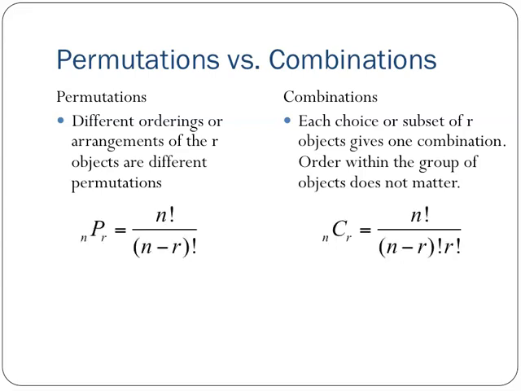And then we have the formulas for each, so you can compare the two, the only difference being that n choose r has an additional r factorial in the denominator. And that's really just taking out all the different arrangements of those objects, all the different orderings of those objects, so that you only get the combinations.